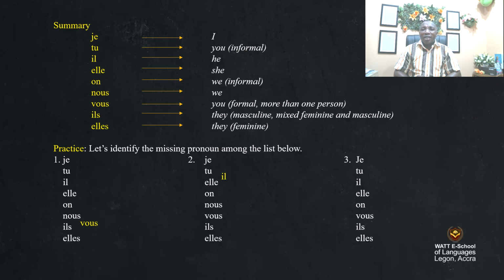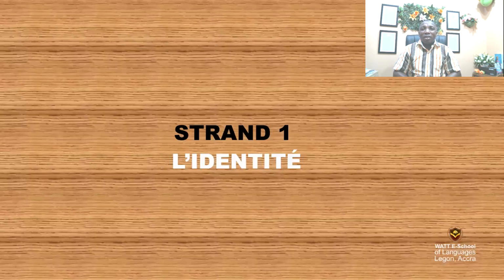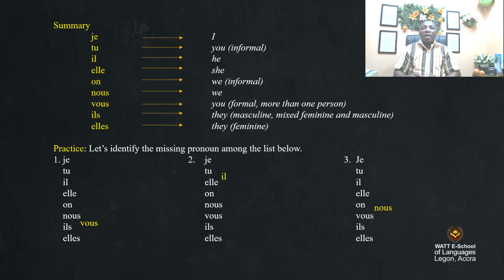In the third list, je, tu, il, elle, on, vous, ils, elles. What is the missing subject pronoun? It is nous. Have you seen it? So when a subject pronoun is missing, you should be able to know because they are always in order. Thank you. This is the end of the lesson on subject pronouns.